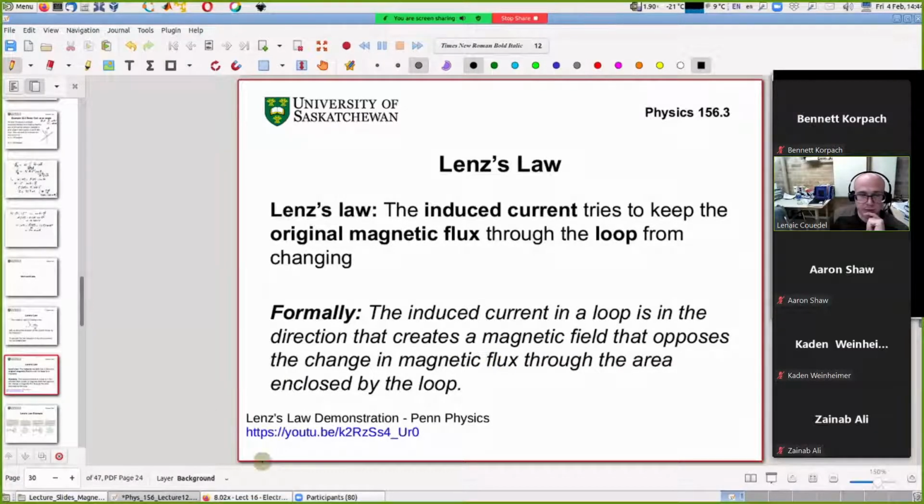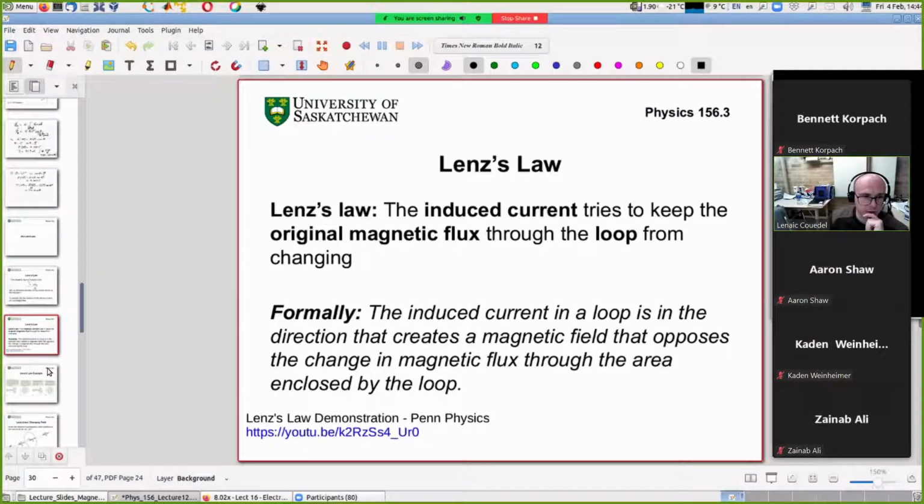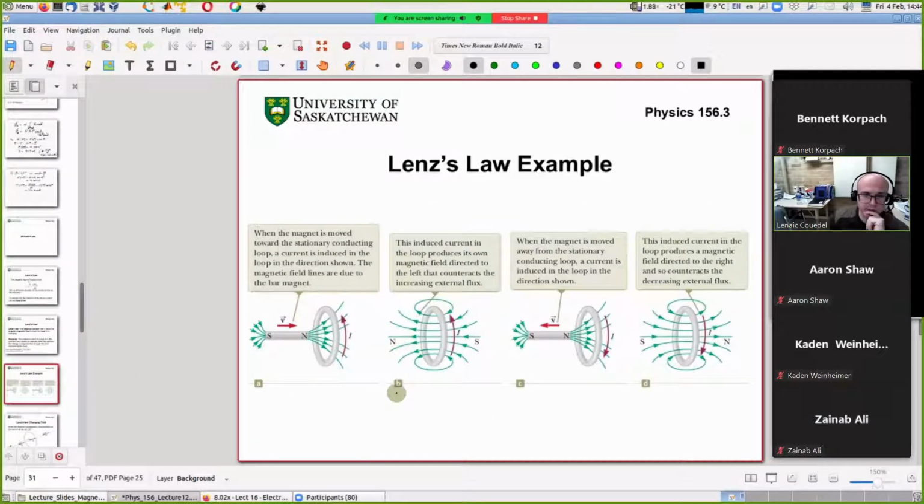So here I've included another demo from Penn State University that you can watch at home if you have downloaded the lecture notes. And I will just explain this with some illustration taken from the book. So here you have this loop of wire, so it's a conductor loop. And you have a magnet, so north pole here, south pole here. And this magnet can move towards the loop or move further from the loop. So case A, the magnet will move towards the stationary conducting loop.